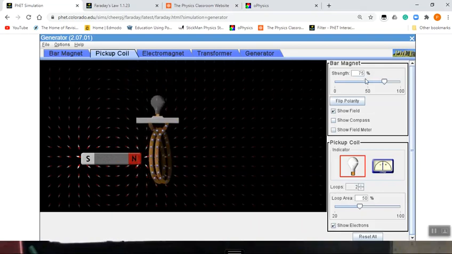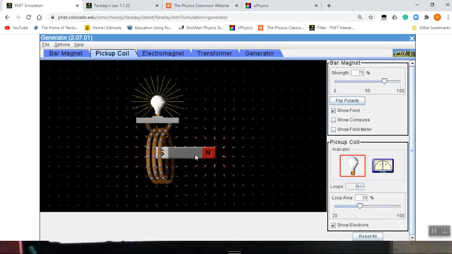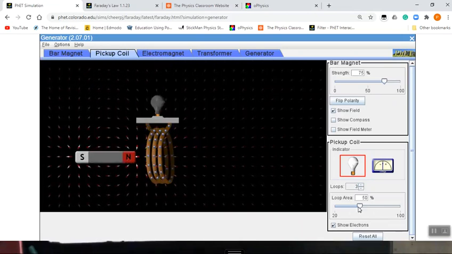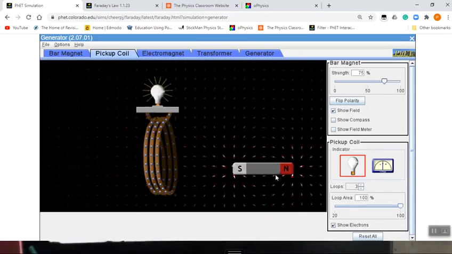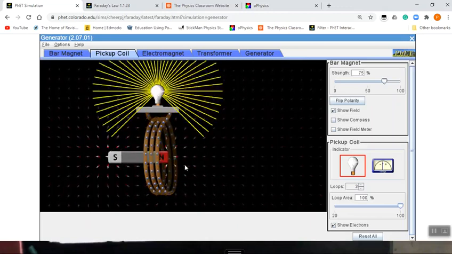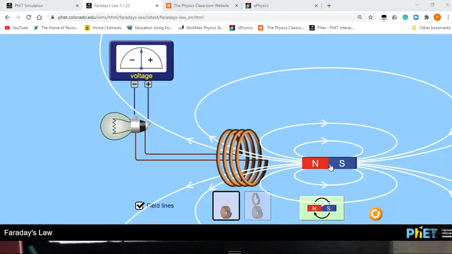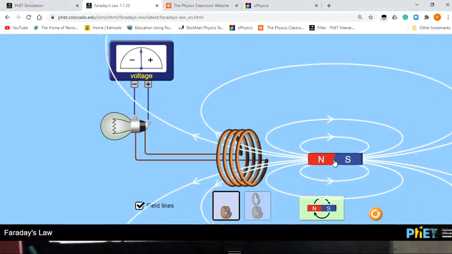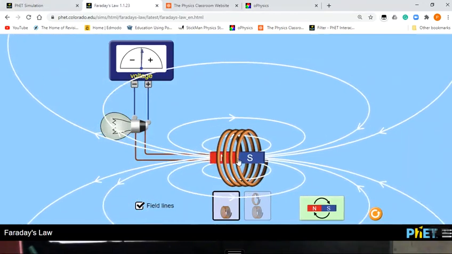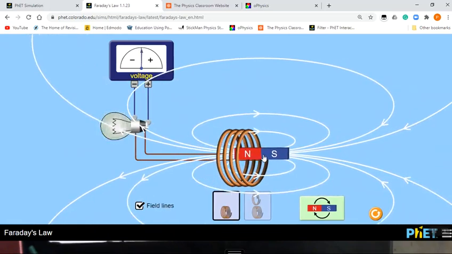Okay, so by adding more loops, we can increase the amount of electricity produced, the amount of current. Okay, if we have a big area, that also increases the amount of electricity that can be produced. So the question is, why does this happen? It has to do with the magnetic field lines cutting through the wire. Okay, and here we can see the magnetic field lines and how quickly they cut.